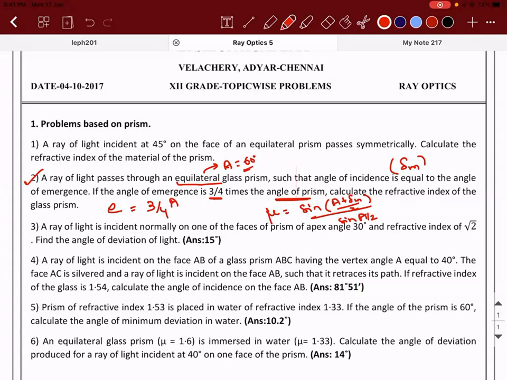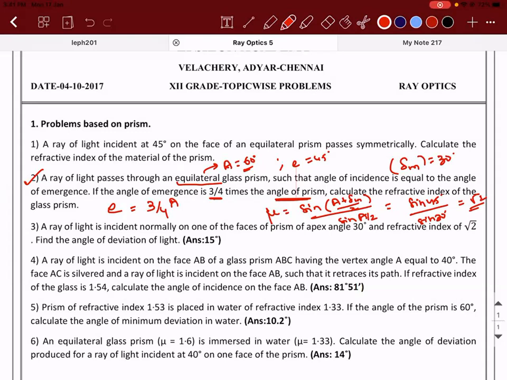So angle of emergence is equal to 3 by 4th of 60. How much is it? 45. So delta M is how much? Delta M is going to be 30. So mu is sine 45 divided by sine 30. It is exactly the same as the previous problem. Only thing is the question is asked in a different way.